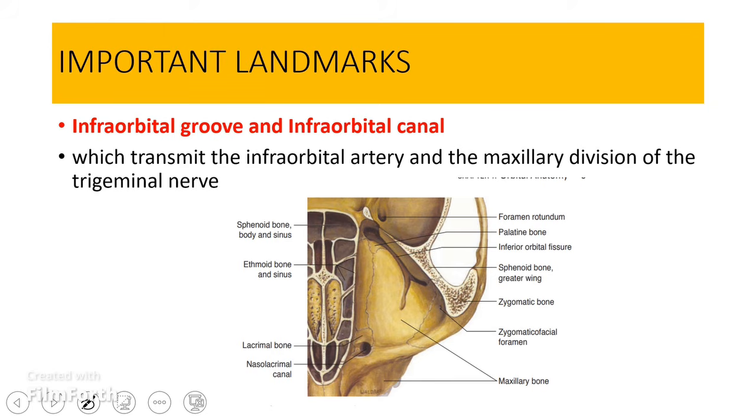Now, what are the important landmarks if you ask in the floor of the orbit? I already told you it is the inferior orbital fissure. Apart from that, it also has a groove and the intraorbital canal, which will actually transmit the infraorbital artery, and the maxillary division of the trigeminal nerve.